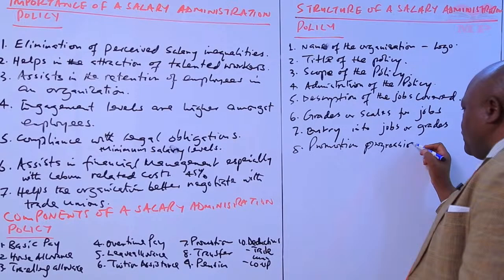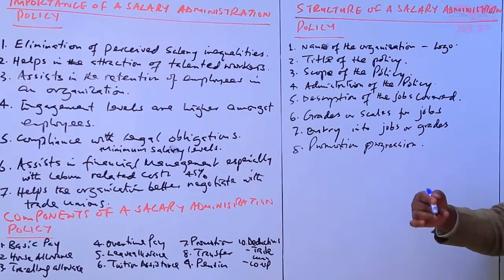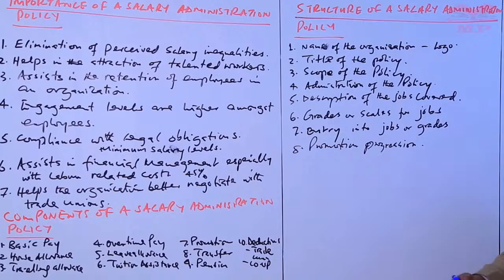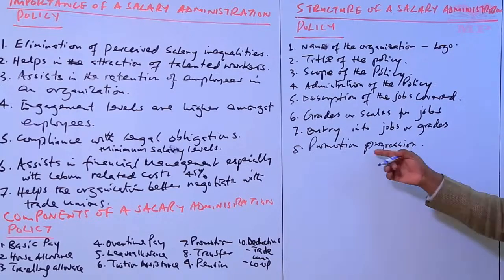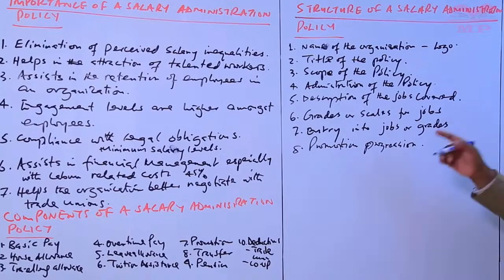So the policy has to provide, remember we said it's supposed to be a guideline. So the policy has to provide a guideline when an employee is promoted from a position to the other one. What happens in terms of the progression? How do they enter into maybe the next scale? So that must also be provided as a guideline.